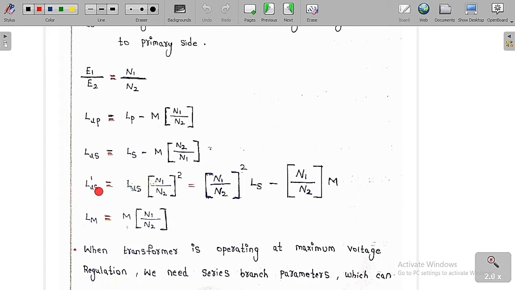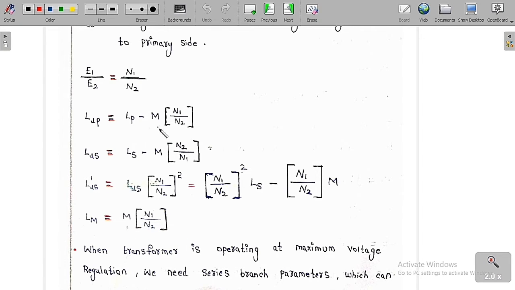Then LLS dash, the leakage inductance of the secondary winding referred to the primary, is basically LLS into N1 by N2 whole square. If you substitute the formula for LLS here, you finally get N1 by N2 whole square into LS minus N1 by N2 into M. This is a formula that you always have to remember. And LM, the mutual inductance referred to the primary side, is equal to M into N1 by N2.